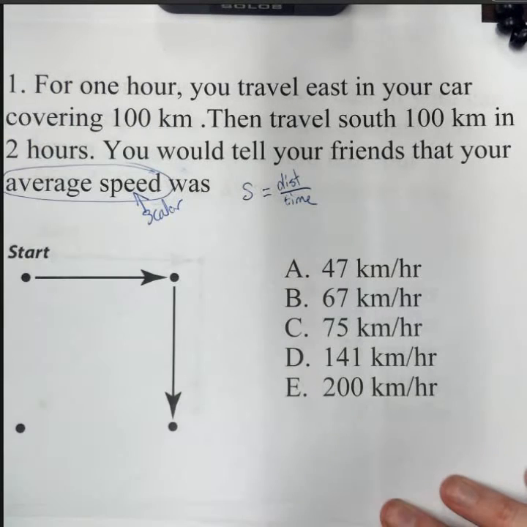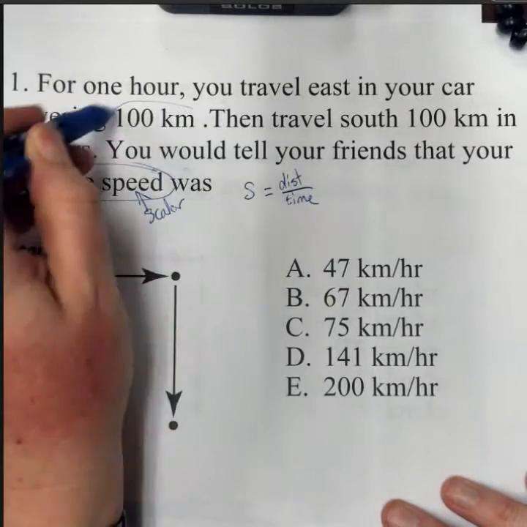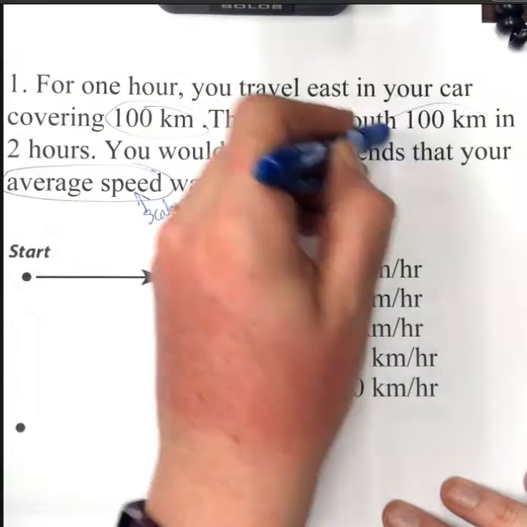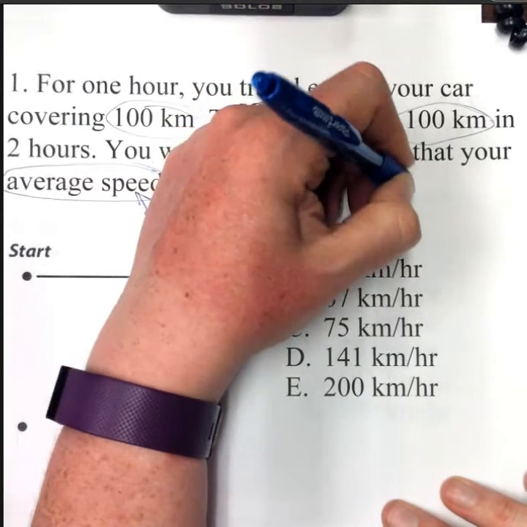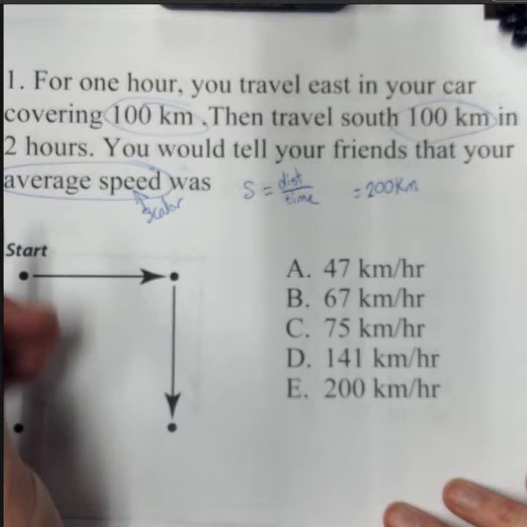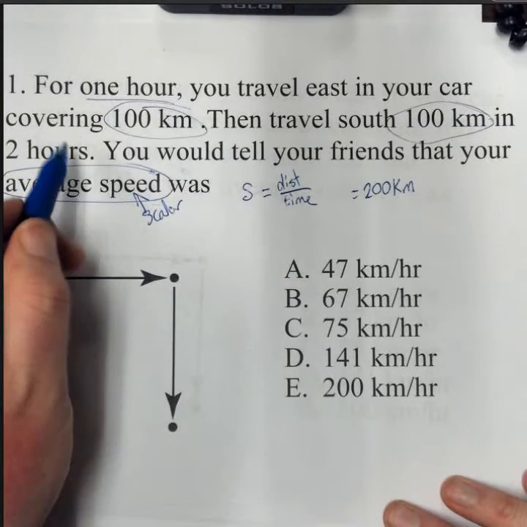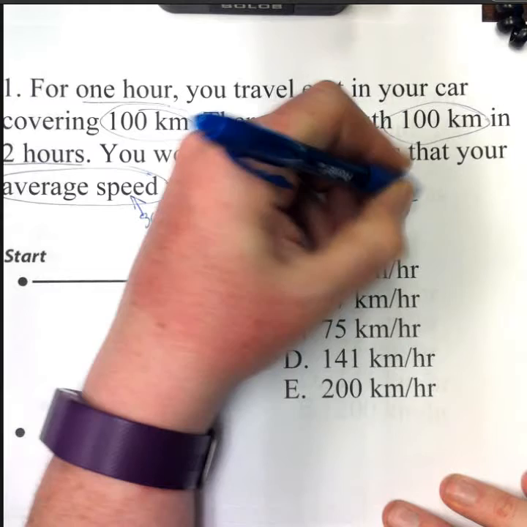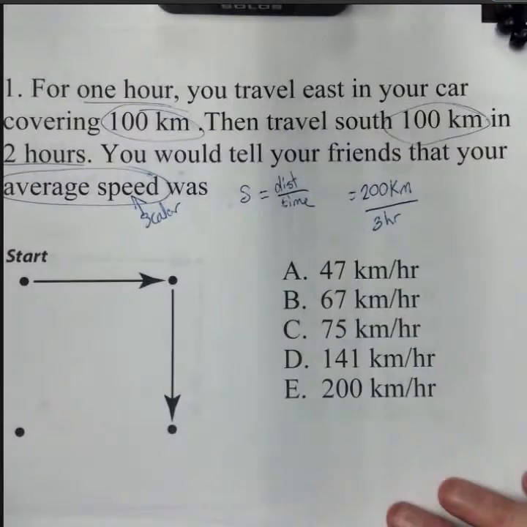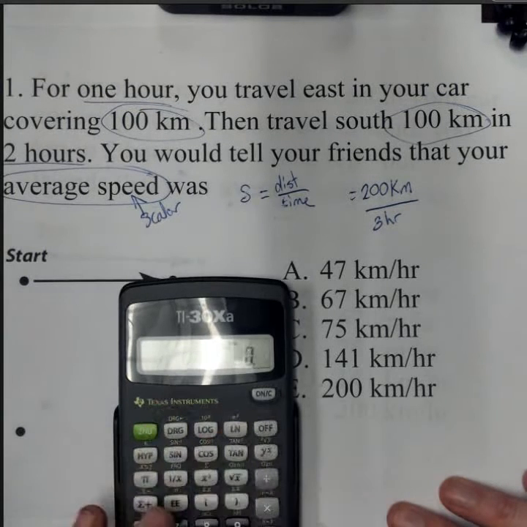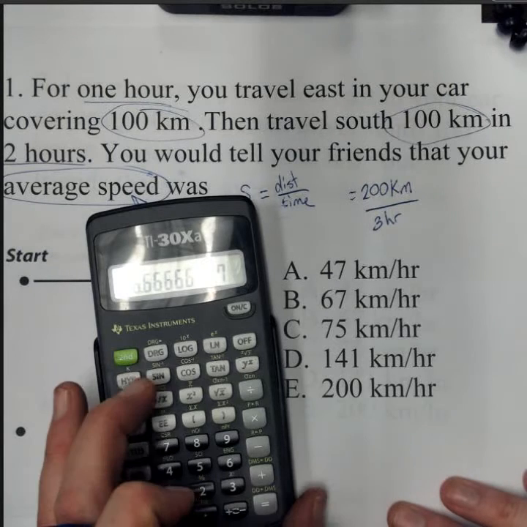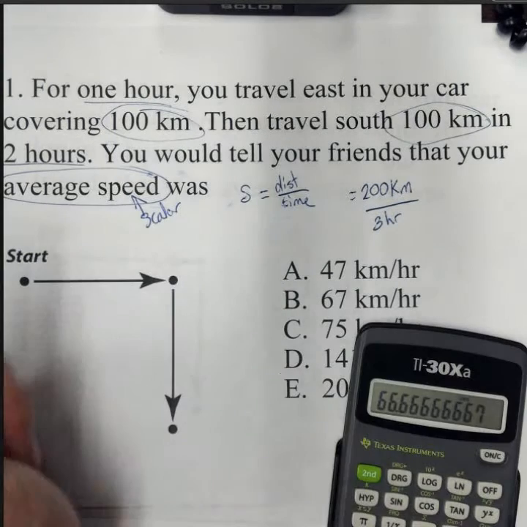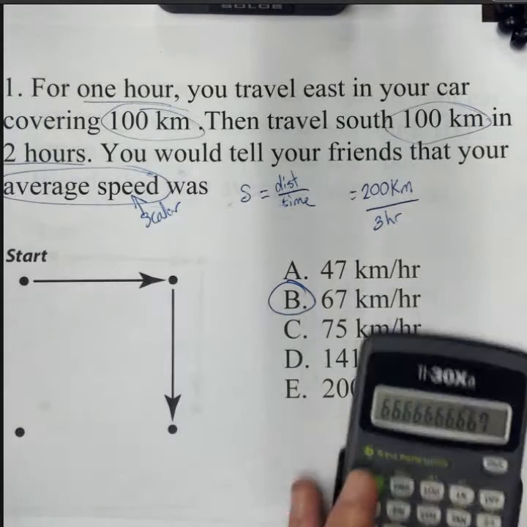All that we want to figure out is that we traveled 100 kilometers and then we traveled 100 kilometers. So the total distance would be 200 kilometers. And the total time, we traveled for 1 hour and then we traveled for 2 hours. So the total time would be 3 hours. So solving for your average speed would be a simple problem of solving for 200 kilometers divided by 3 hours, or 66.67. Round that to 2 significant figures, and we've got 67 kilometers per hour.